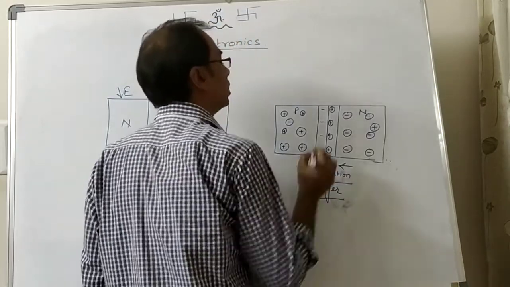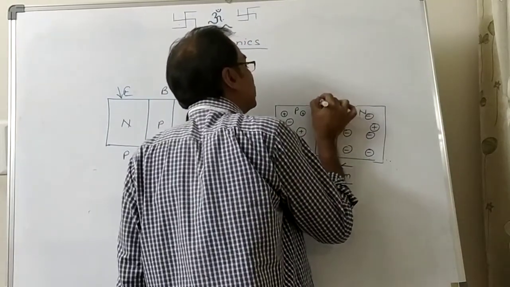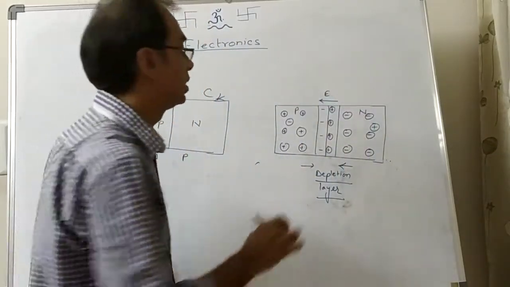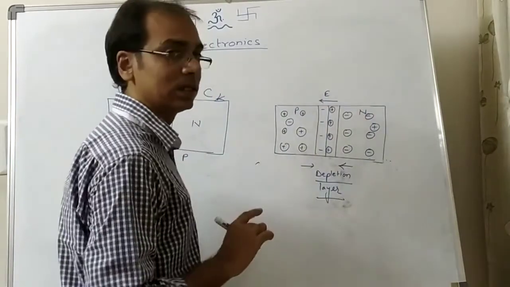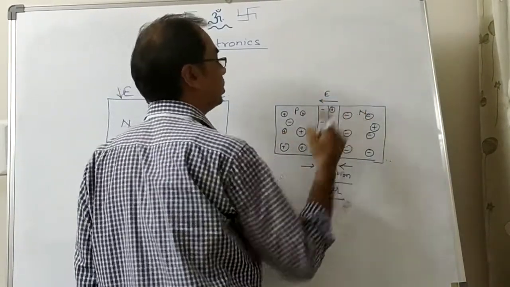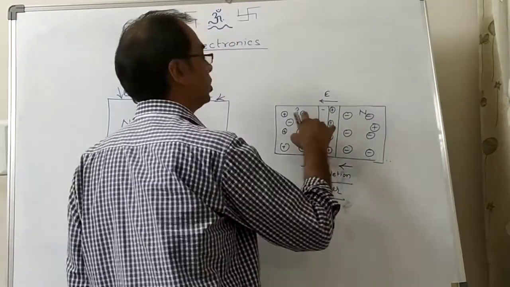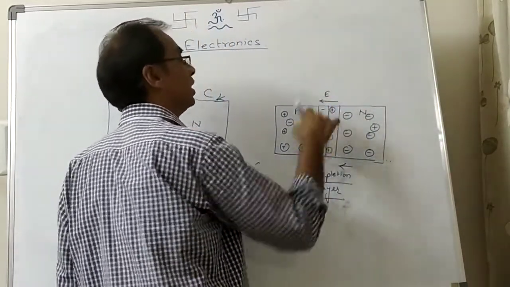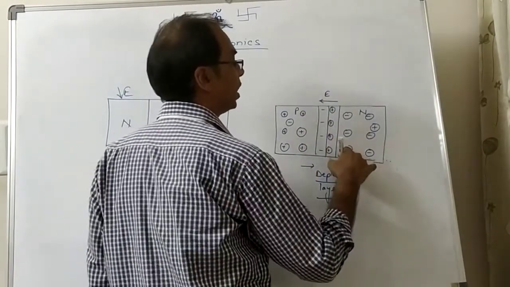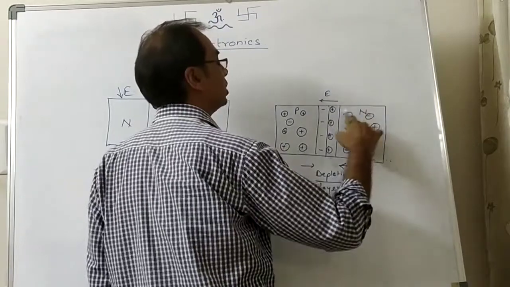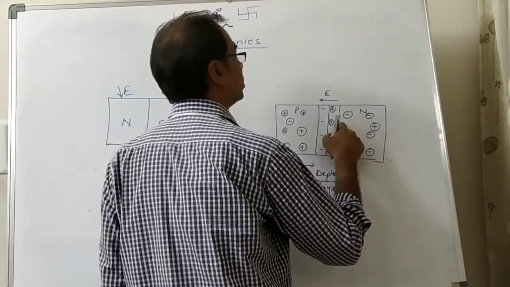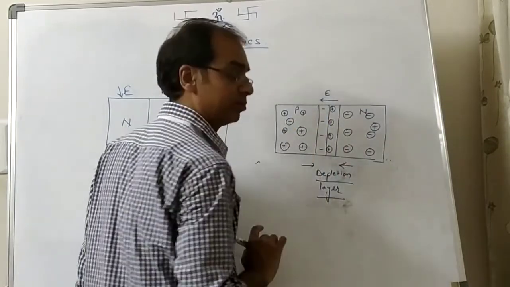Now there is an electric field inside the depletion layer, in this direction. Because of this direction, what happens? These majority charge carriers, these positives, are not able to jump to that side, because positive charge always flows in the direction of the electric field. And negative charges always go opposite to the electric field, so these negative charges also cannot move. Only the minority charge carriers, if possible, can move.